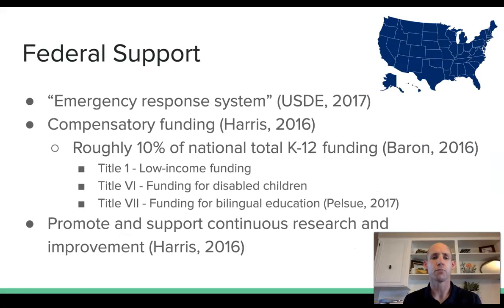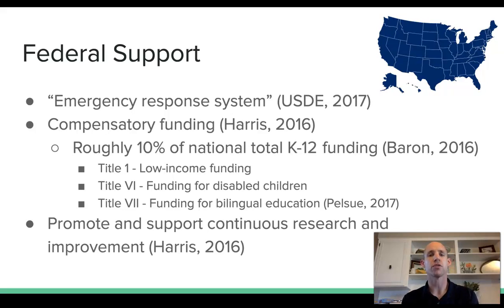And finally, federal support. The federal government acts as a sort of emergency response system, filling in the gaps where state or local governments fail to fund education. There's also some compensatory funding that makes up for some of those gaps, like Title I, which has low income funding, Title VI, which is funding for disabled children, or Title VII, some funding for bilingual education.